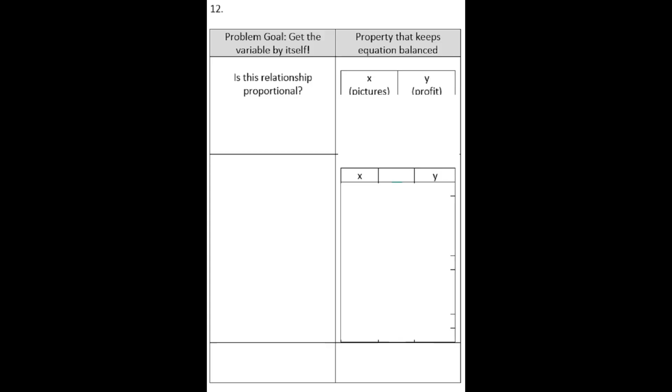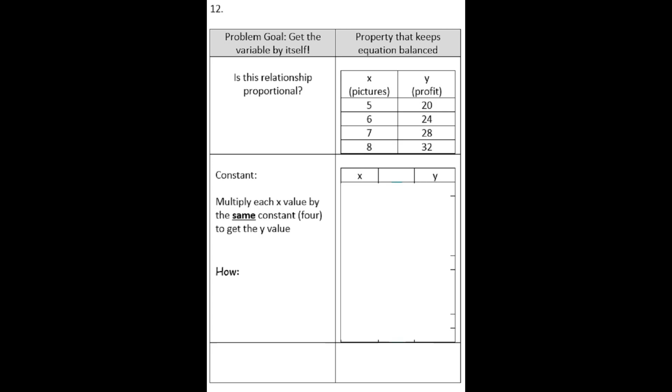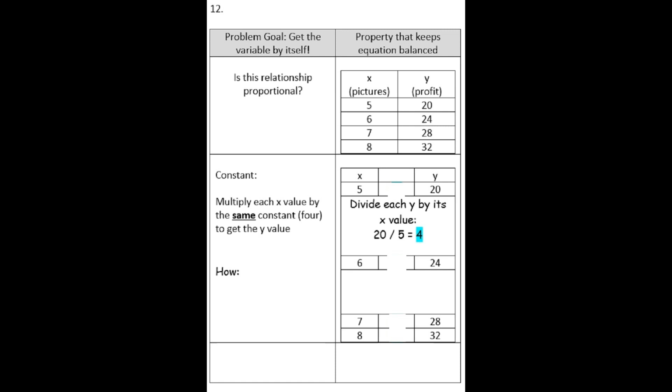All right, going on to our very first problem. With number 12, we have a question that asks, is this relationship proportional? We have pictures versus the profit for each one of those pictures. We have 5 pictures, 6, 7, then 8 pictures, and our profit is 20, 24, 28, and 32. In each case, we multiply by a certain number to get our y value. So what are we multiplying 5 by to get 20? 4. How do we get that? 20 divided by 5. So we multiply 5 times 4 to get 20.